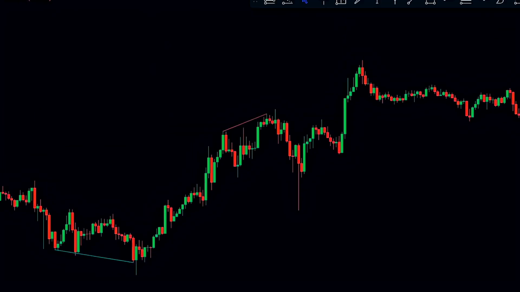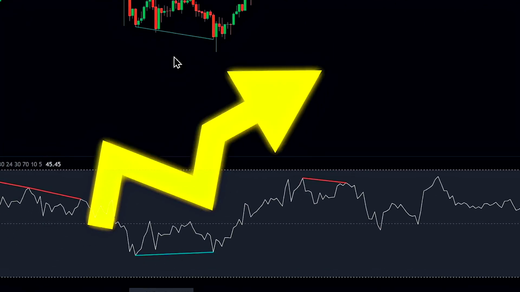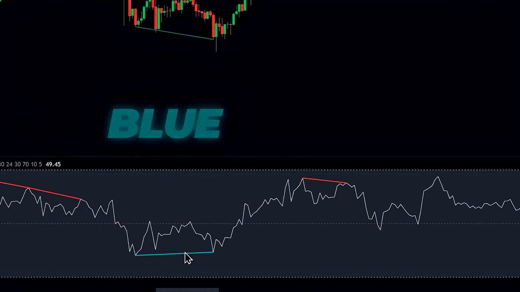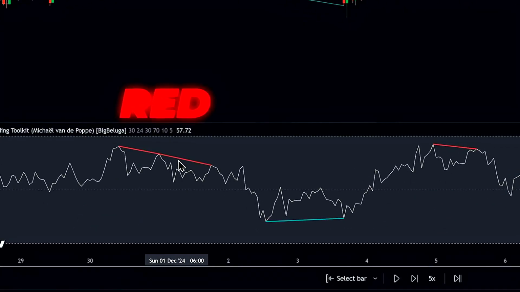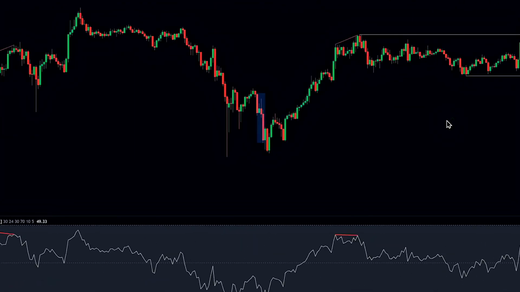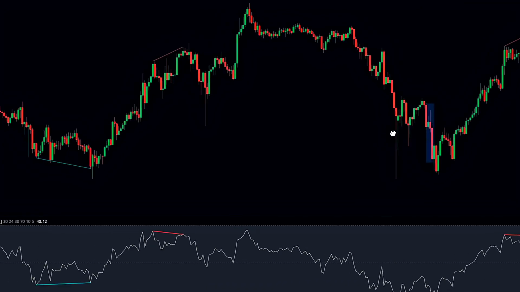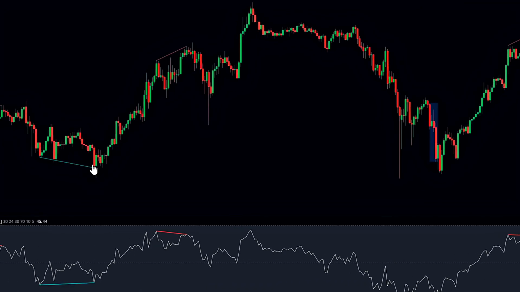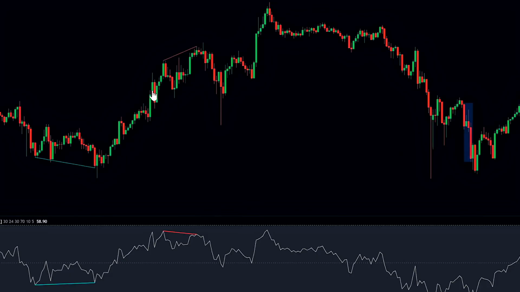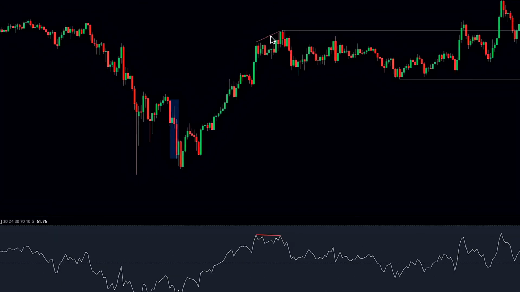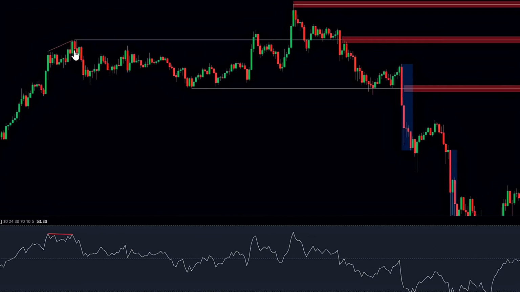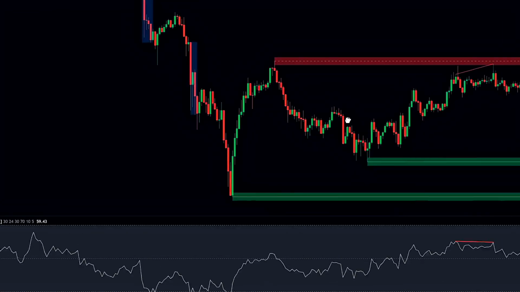The indicator throws up red and blue lines to show them off: blue for bullish divergence, red for bearish ones. When you're trading with this, you wait for those divergences to show up. A bullish one means you're gearing up for long positions, while a bearish one has you eyeing those short trades.